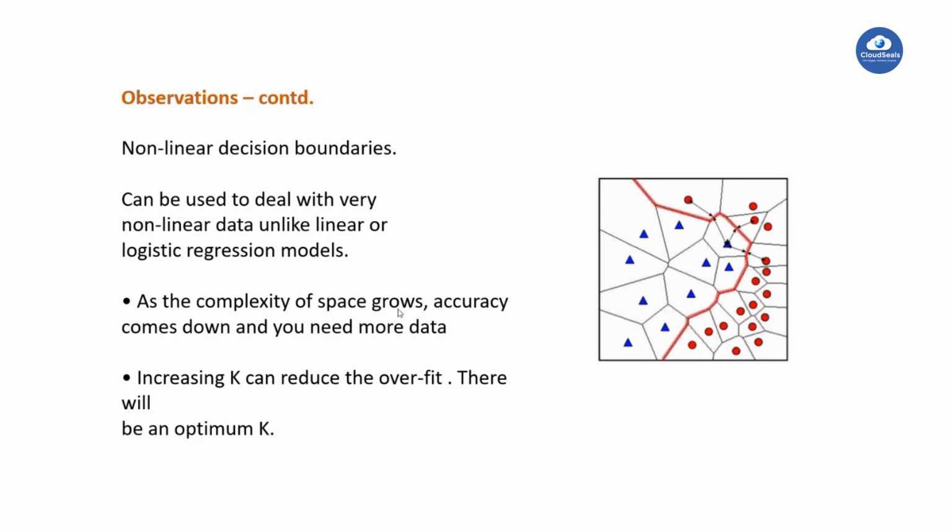The complexity of space growing means, for example, let's take this as the data. What will happen if this red point comes here? It becomes very difficult to classify the two groups. So if the non-linearity or complexity of space grows, automatically our accuracy also goes down. Increasing K can reduce overfitting. There will be an optimum K.